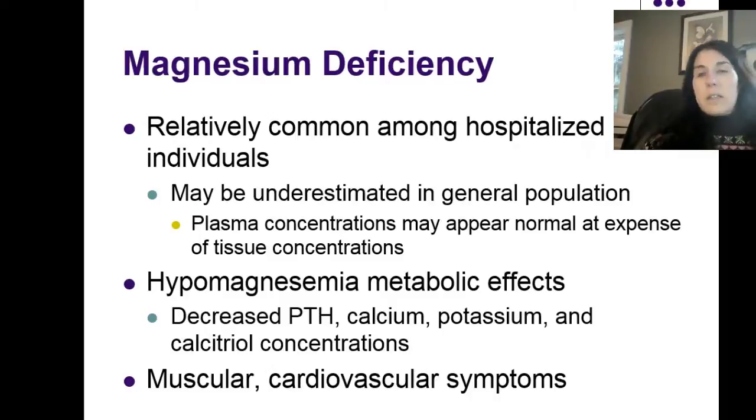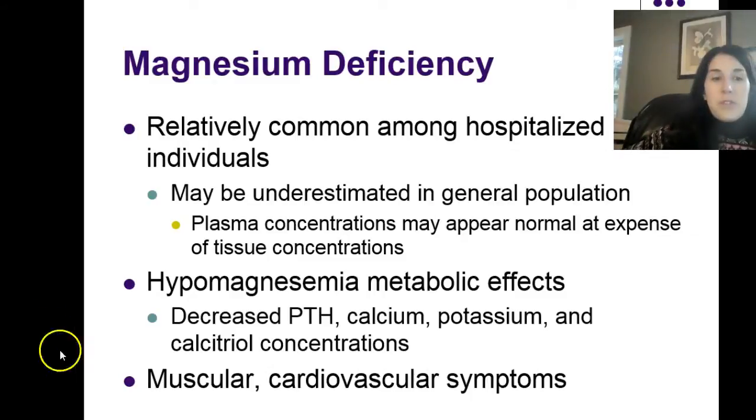Deficiency is relatively common, I guess you could say, in hospitalized individuals. They think that it's underestimated in the general population, and it's one of those minerals where even though plasma concentrations are normal, the tissues may actually be deficient or low.